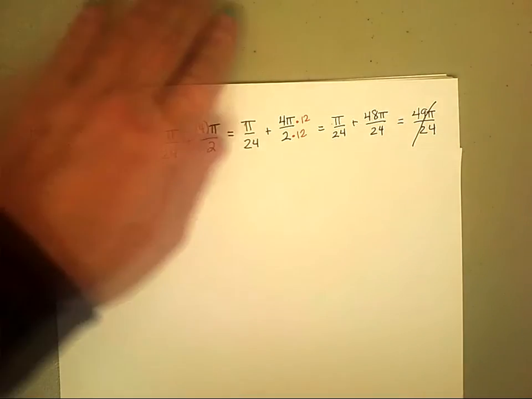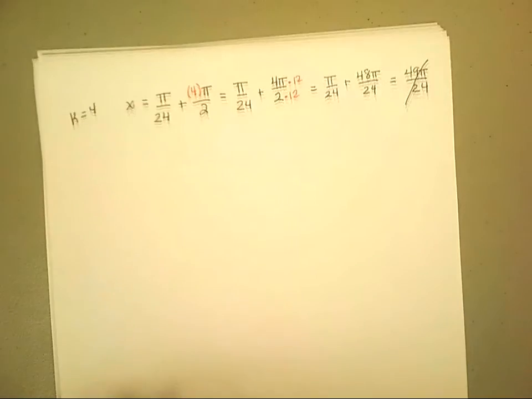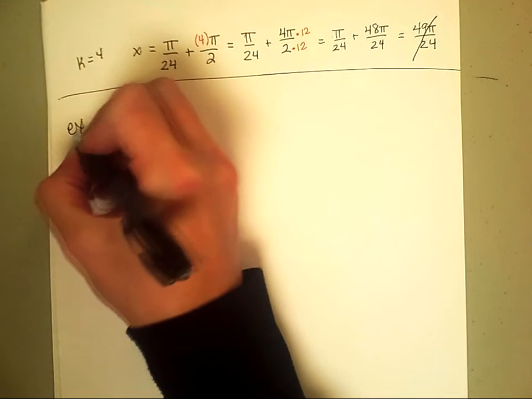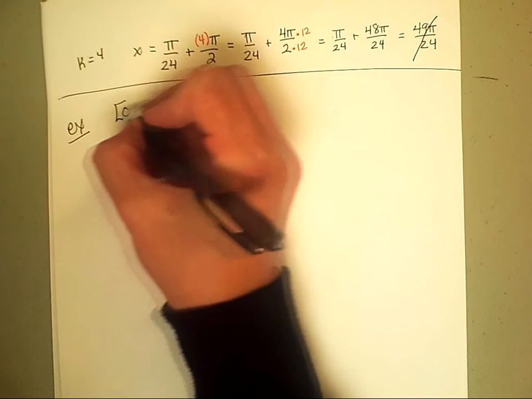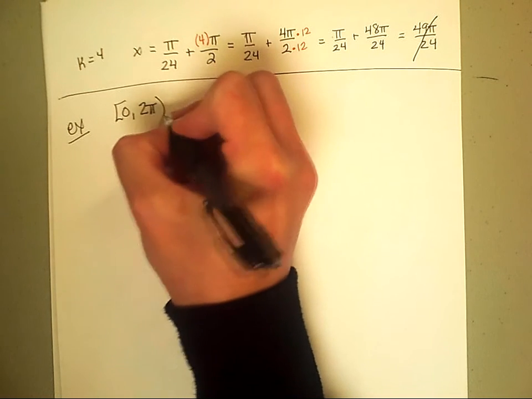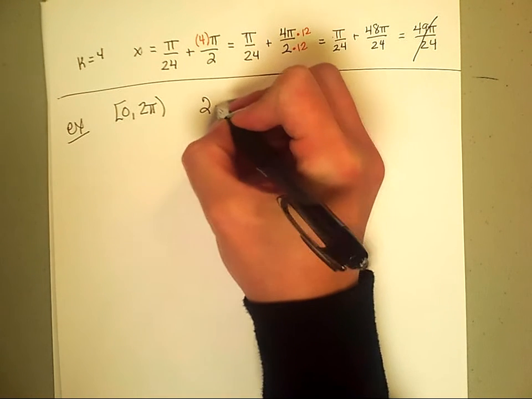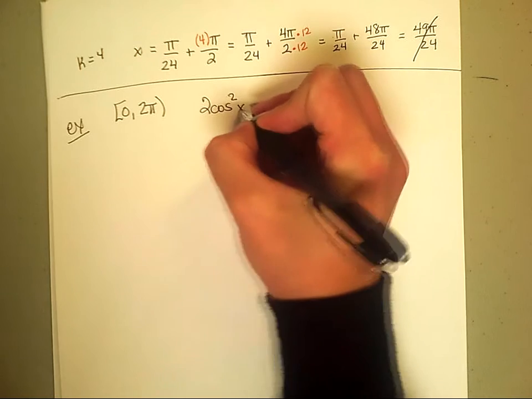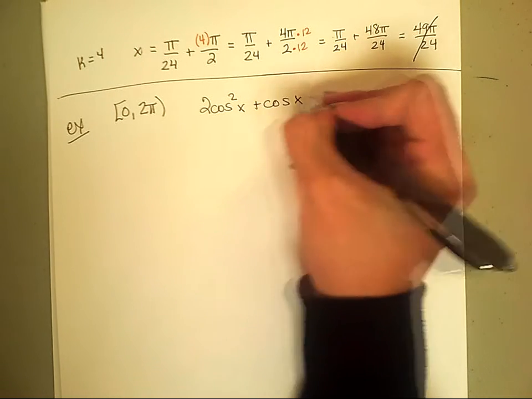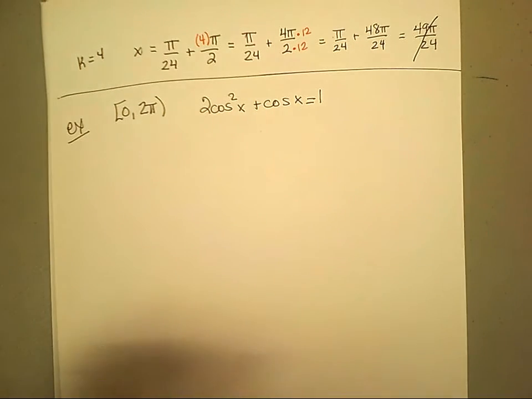So let's move on to different techniques that we can put into this. Say, for example, let's solve on [0, 2π) again. And say we had to find 2cos²(x) + cos(x) = 1.